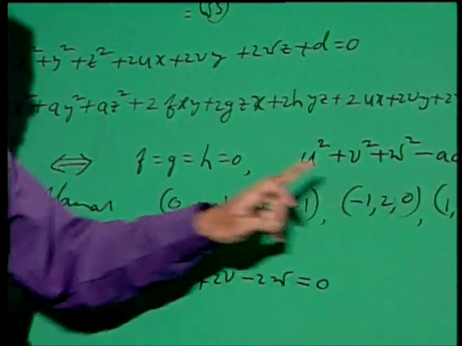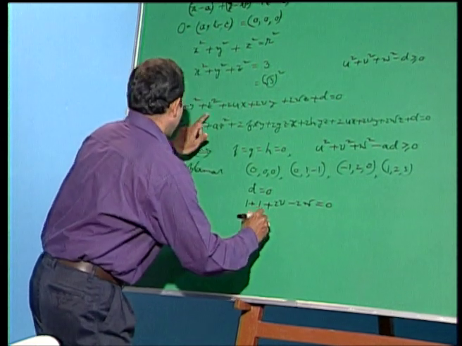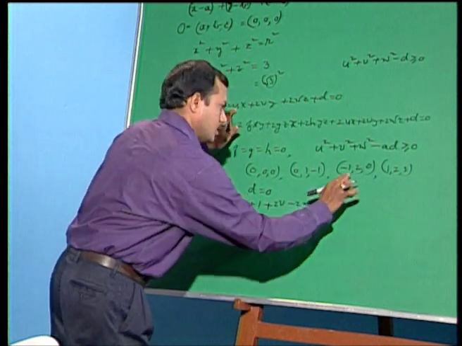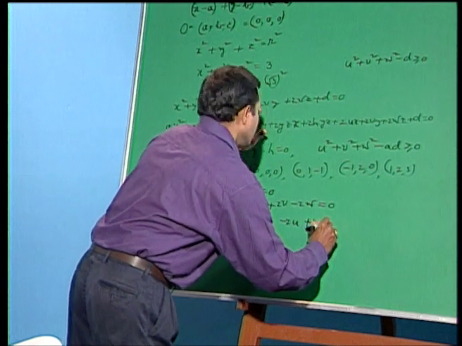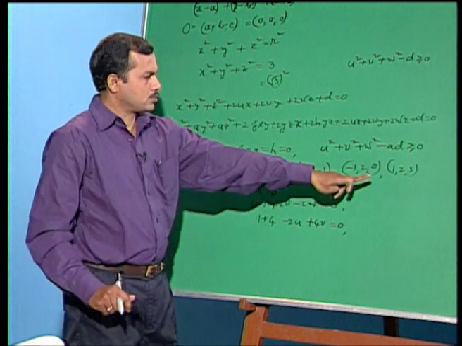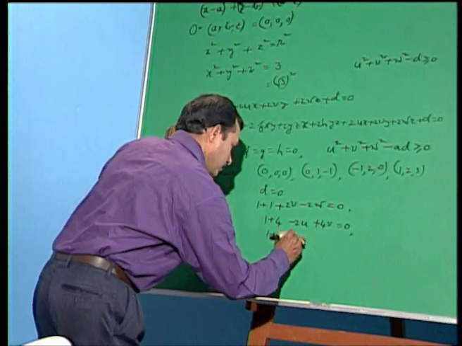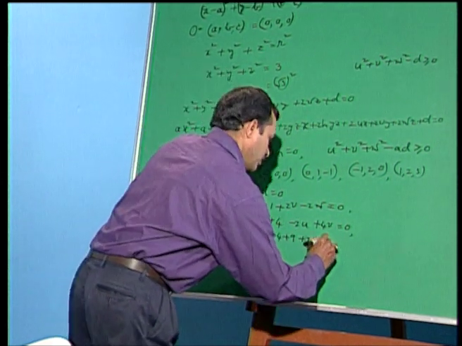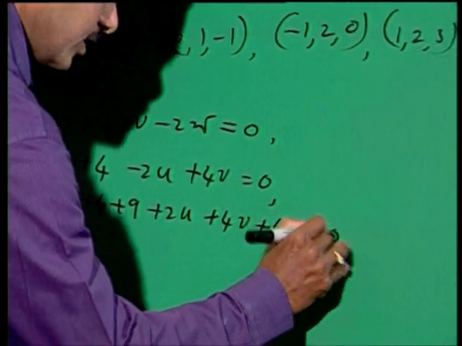Similarly, when we substitute x equal to −1, y equal to 2, z equal to 0, we get 1 plus 4, then −2u, then plus 4v is equal to 0. Similarly, when we substitute x equal to 1, y equal to 2, z equal to 3, we get 1 plus 4 plus 9 plus 2u plus 4v plus 6w is equal to 0.